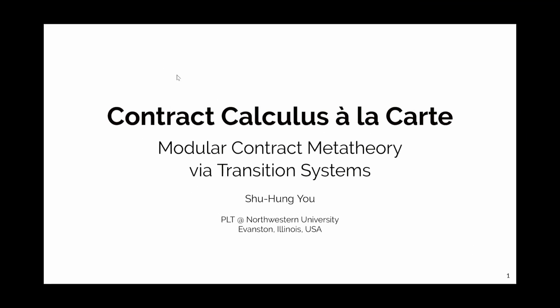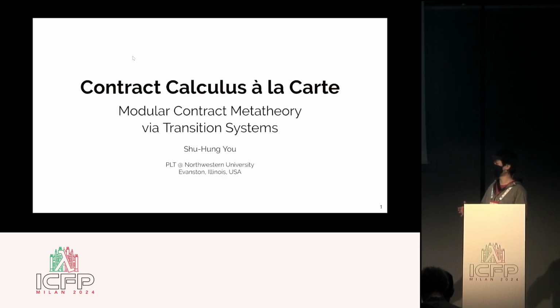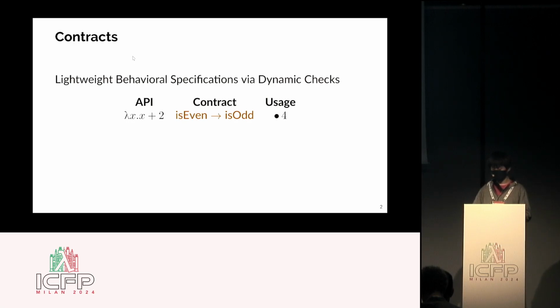So here, my research is about providing a uniform foundation for contracts and trying to capture all contract calculi in the literature, and provide a way to prove meta-theories that are reusable. Contracts are lightweight behavioral specifications that are checked dynamically. For example, the one colored brown is a contract stating a function takes even numbers and returns odd numbers. In practice, it will be checked using dynamic checks that verify the contracts are actually satisfied.